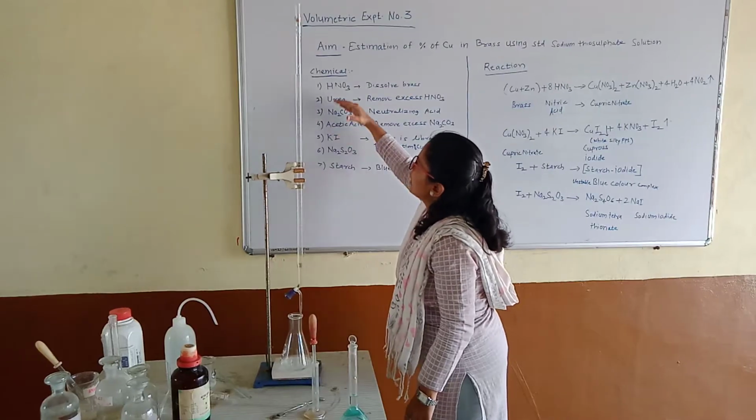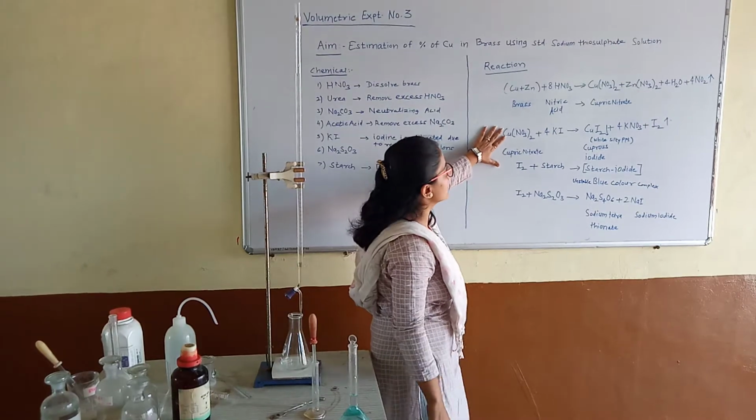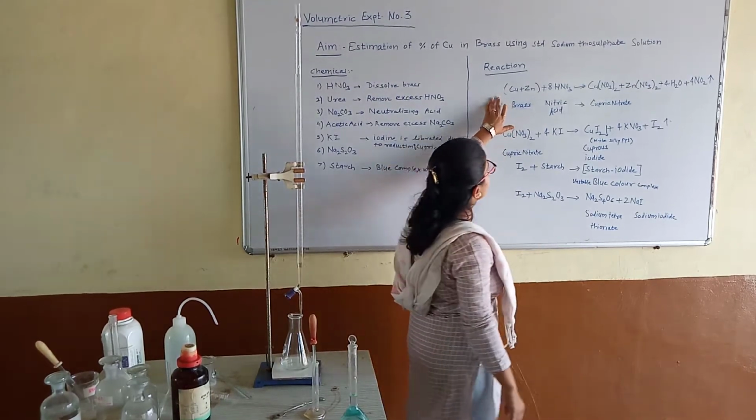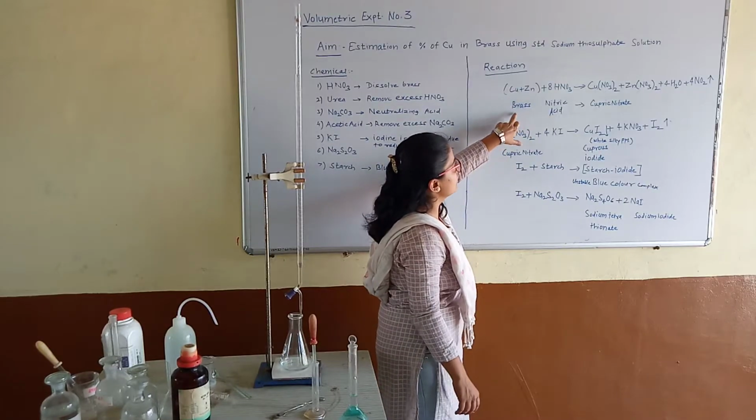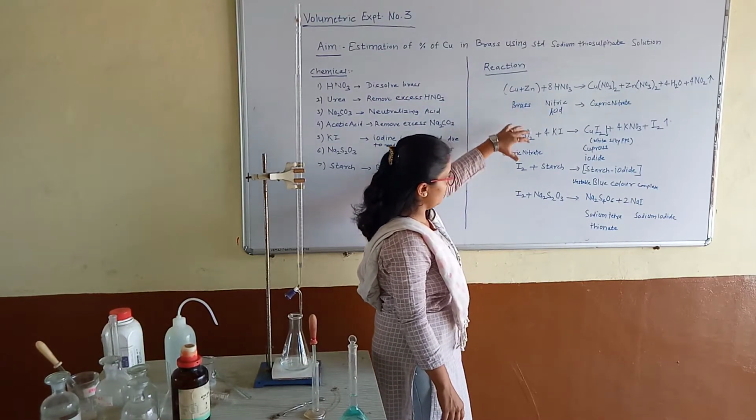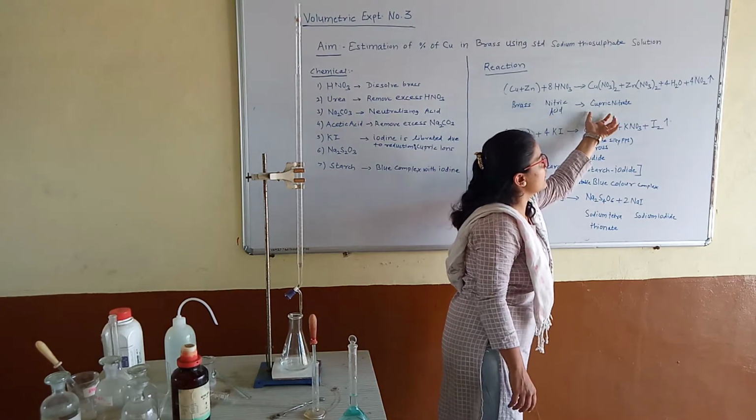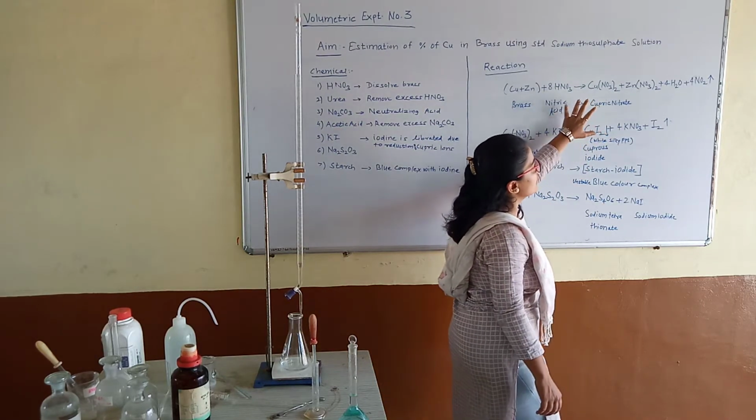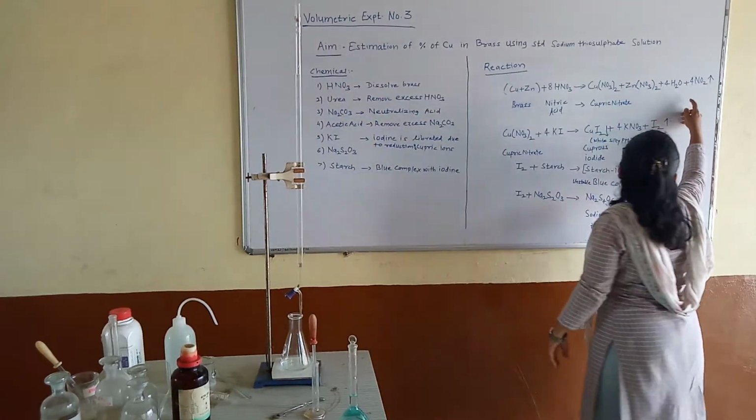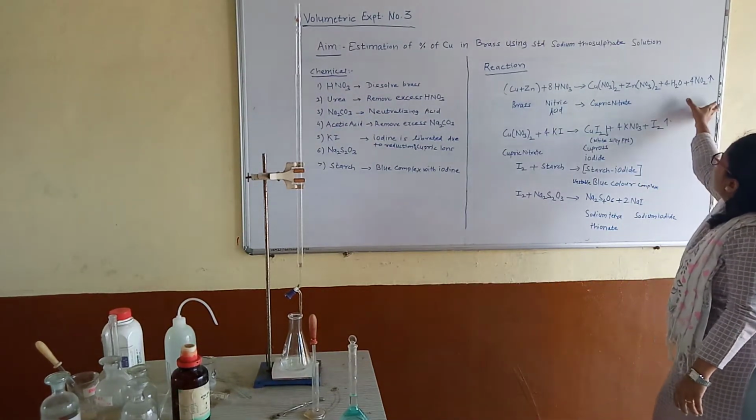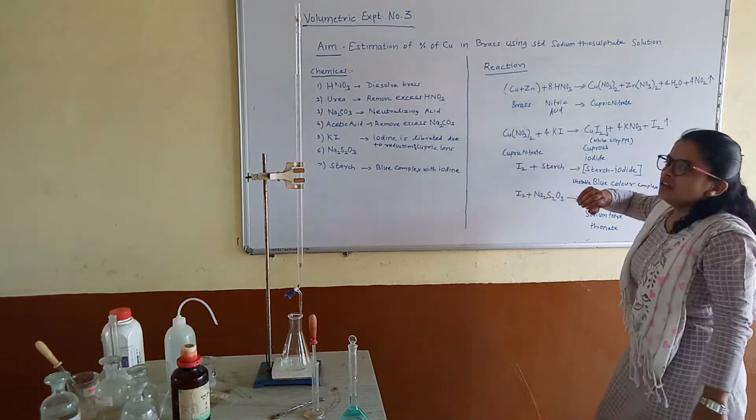These are the chemicals. Here some reactions are given. Reaction number 1: brass, a combination of copper plus zinc. When you add nitric acid to this brass, it gives cupric nitrate, and brown fumes come. Afterwards, NO2 is evolved, nitrogen oxides. This is the first reaction.